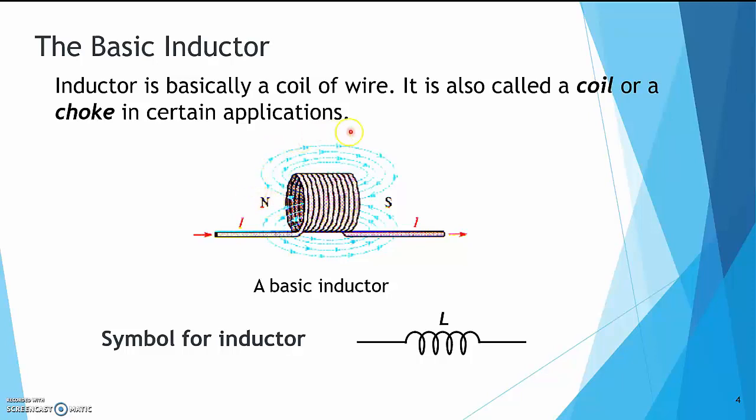This diagram shows that a magnetic field is developed when a current passes through the coil. Such a phenomenon is called electromagnetism, which has been covered in a previous unit. The symbol for an inductor is this. L stands for inductance, and we will discuss it later on.